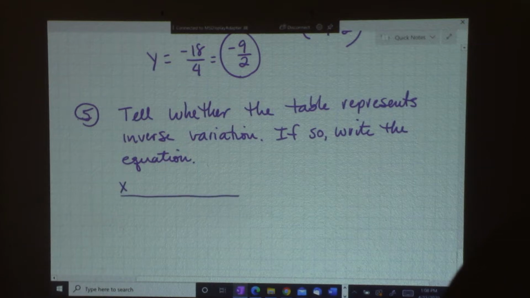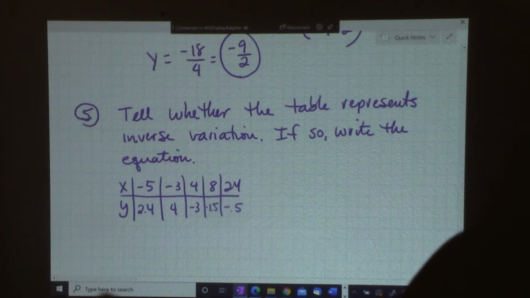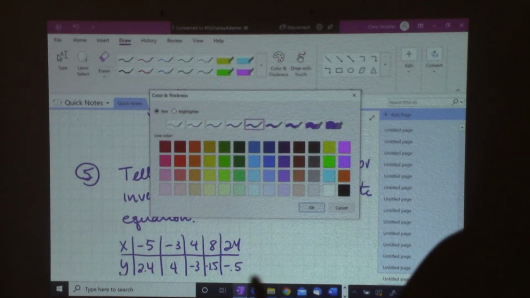I have my x values and my y values, and they give them all to me. I have -5, -3, 4, 8, and 24. And they also give me y, which is 2.4, 4, -3, -1.5, sorry, that's getting small, and -0.5. Okay, so I'm going to change colors really quickly.